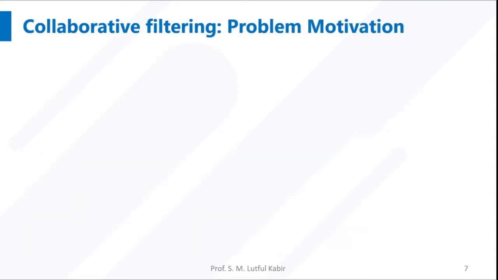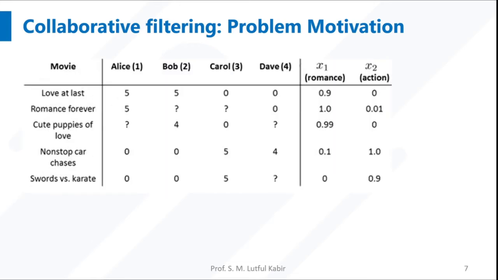Now let us discuss collaborative filtering. First of all, what is the problem motivation for this topic? We have defined the different ratings of different users for certain movies, and we also defined two features of each and every movie. One is romance, and another is action. And we have said that these values are given values.